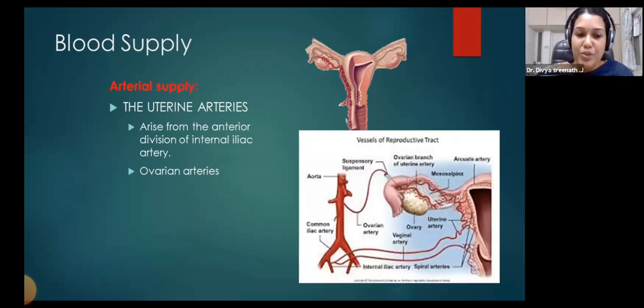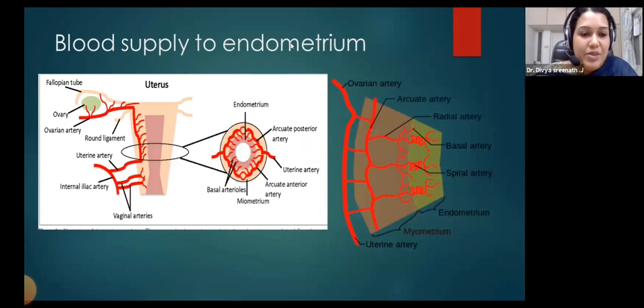The uterus is mainly supplied by the uterine arteries, and the ovarian artery also contributes to the blood supply of the uterus. So for the blood supply, you can see this is the ovarian artery and the uterine artery anastomosis, and it enters like that. Here you can see it more clearly. It enters as the arcuate artery in the muscular layer, and later it gives rise to the radial artery. This radial artery also gives branches to the endometrial layer, like the spiral artery and basal artery. The basal artery supplies the basal layer of the endometrium, and the spiral artery supplies the superficial layer.